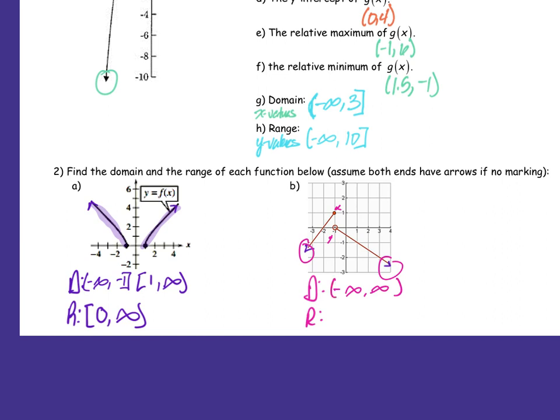Make sure if you have a question, you ask about it. And my range, lowest to highest, my lowest point is negative infinity. And my highest point is 1. Are there any questions on domain and range?